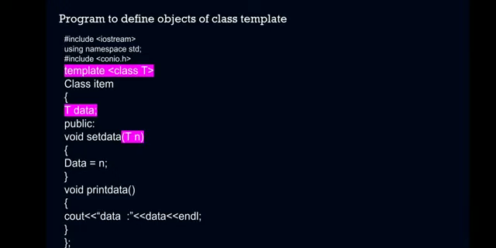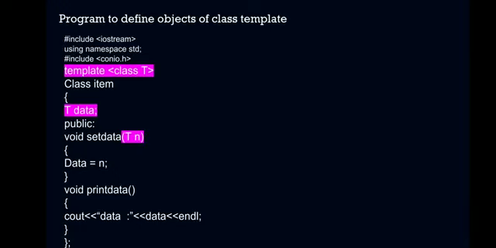Here you have seen I have written two functions, set data and print data. The set data function sets the data value, and the print data function prints the data value. When I call the set data function, I'll pass some value. The data type of that value will be T, and that value will be assigned to data. So wherever a data type is required, I have used T in place of the data type.